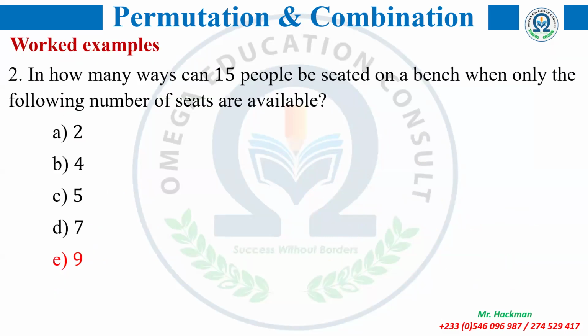So now let's look at the second one. In how many ways can 15 people be seated on a bench when only the following number of seats are available? Obviously, even if I give you 2 people, whether they are Siamese or whatever, there is no way 2 people will be the same. You agree? Yes. So they will be different in one way or the other. So we are looking at arrangement of distinct objects, and we have 15 distinct objects, 15 people. And we know a bench usually is a bench circular.